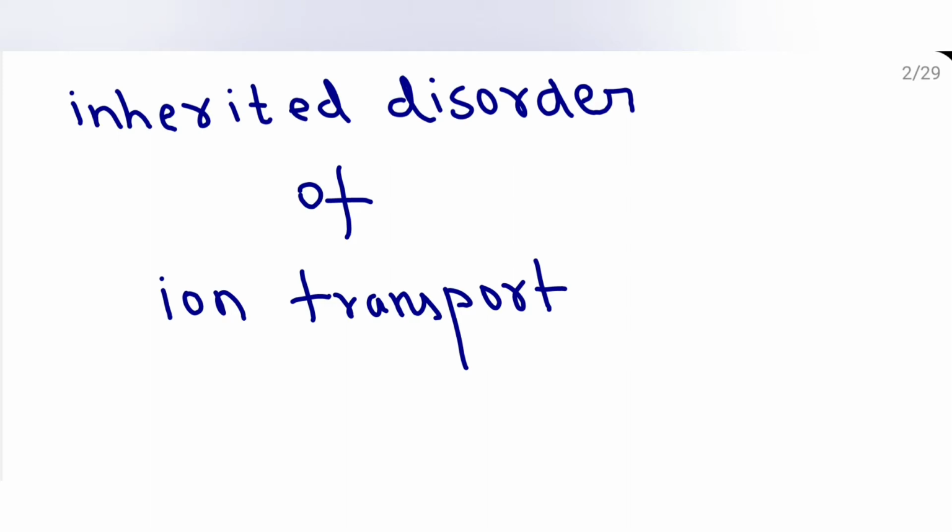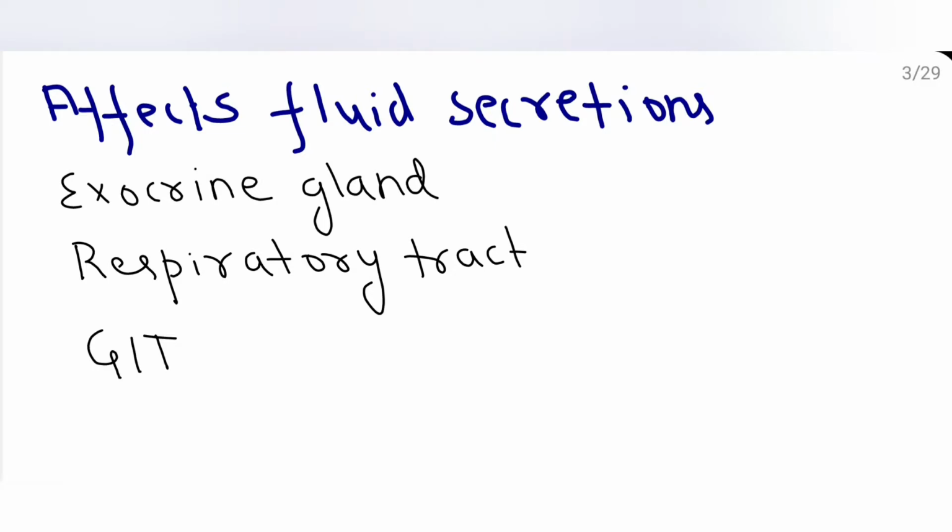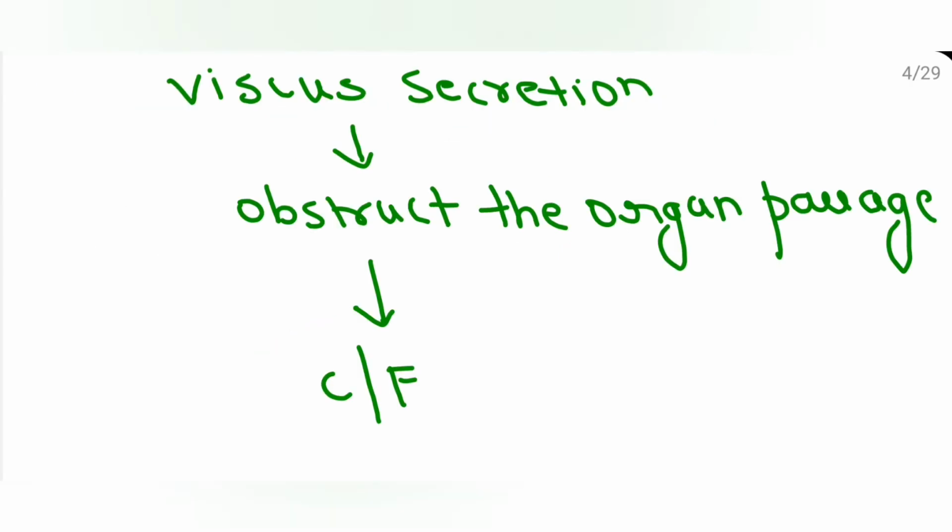Okay. The first is, what is cystic fibrosis? It is an inherited disorder of ion transport. Because of the inherited disorder of ion transport, it affects the fluid secretion in exocrine glands, in the respiratory tract, in the GI tract, in the reproductive tract. So, as I told you, there is a fluid secretion defect. The fluid which is secreted is very thick. So because of that, it will obstruct the organ passage, thereby resulting in different clinical features.